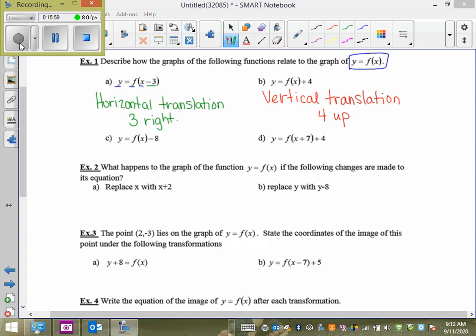This one is a vertical translation. Eight down. This one's a vertical translation for what? And a horizontal translation.